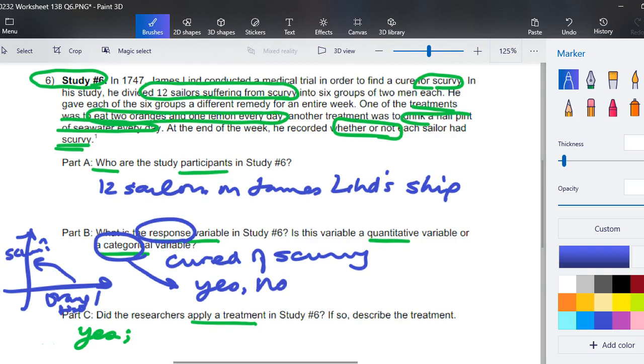So what kind of treatment was applied? Well, one group got the 2 oranges and 1 lemon every day, and the other group, they drank 1/2 pint of seawater each day.